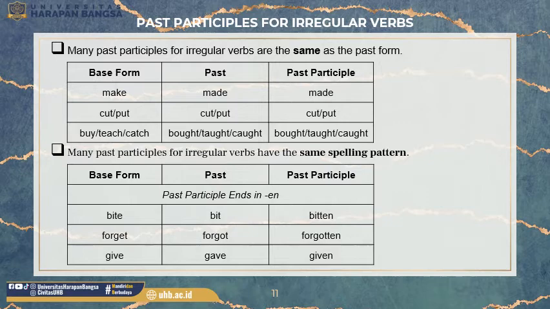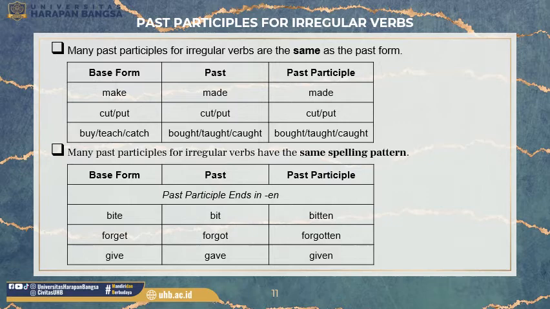Kemudian ada base form cut dan put. Nah, kebetulan sama semua ya, base form, past, dan past participle-nya. Cut, cut, cut, put, put, put. Next, ada buy, teach, dan catch. Untuk past-nya, buy menjadi bought, teach menjadi taught, dan catch menjadi caught. Bagaimana dengan bentuk past participle? Sama dengan bentuk past-nya, yaitu bought, taught, and caught.